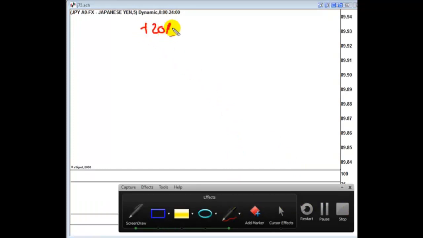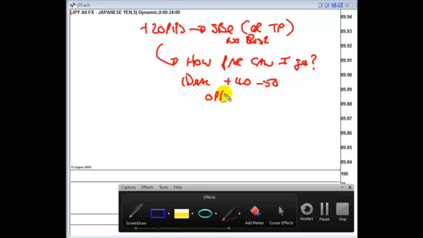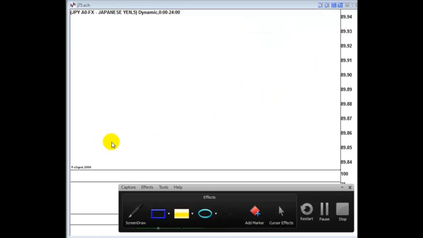So we got plus 20 pips. Then we go to SBE or take profit. That means no risk on the trade. And then I want to see how far can I go. And ideal is plus 40 to 50, or the opposite Bollinger Band, or if there's a trend line below my entry, if I'm selling. In other words, let's say I'm going to try and do this schematically.